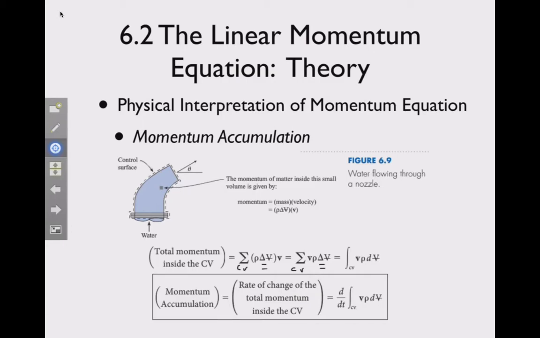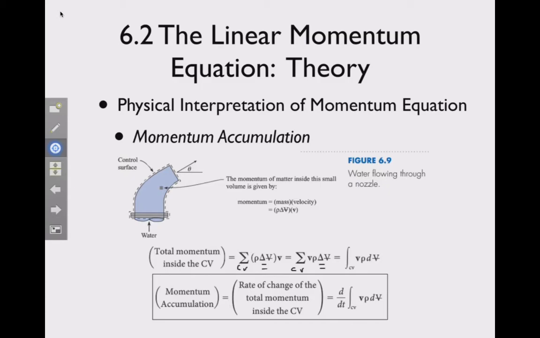So we sum up all the different pieces of volume, multiply them times the density and times the velocity, and if we sum them all up, that's going to give us the total momentum. And really what we're interested in when we get the momentum accumulation is the rate of change of that total momentum inside the control volume. So we take the time derivative of that. You can see we just take this down here and take the time derivative of it, and that gives us that middle term.